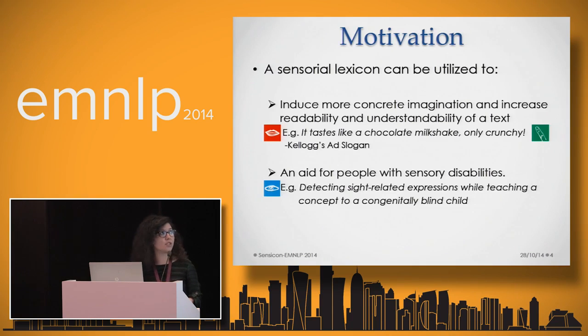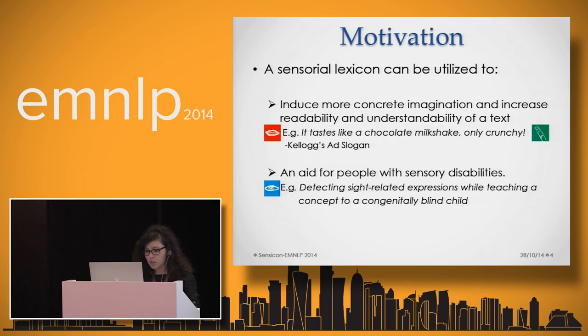After this short introduction, I would like to give some motivational use cases of a sensorial lexicon, which associates words with 5 sensorial categories. Our first motivation is that by using a sensorial lexicon, we can induce more concrete imagination, and we can increase readability and understandability of a text. To give an example, when describing a new product in the advertisement, to persuade the people to consume it, or at least to try it, it is important to build the product's concrete reflection in the minds of the target audience.